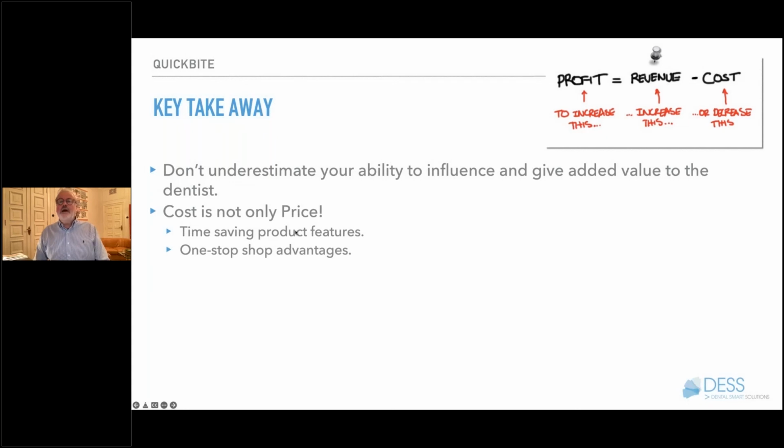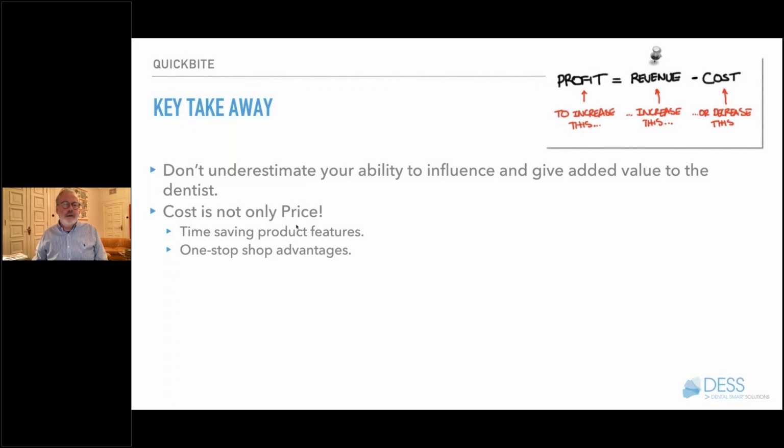Cost is not only price. Don't forget that time savings of product features also need to be calculated, and the one-stop shop advantages, of course, are another cost-saving aspect that DESS will lead to.